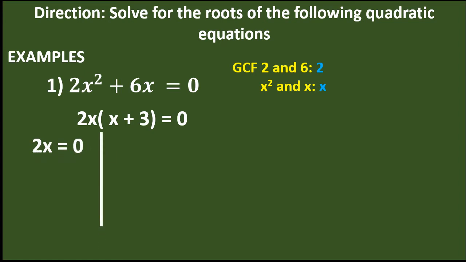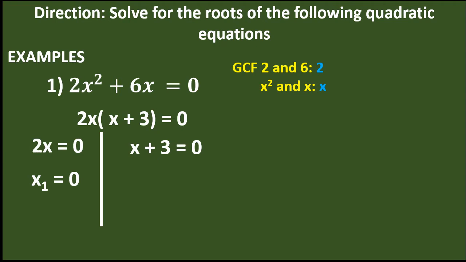Using the zero property, let us equate this 2x to 0 and also x plus 3, let us equate it to 0. And if we are going to get the value of x, for this example, 2x equals to 0, we will divide both sides of the equation by 2. And then we are going to cancel out 2. And 0 divided by 2 is 0. So x sub 1 is 0.